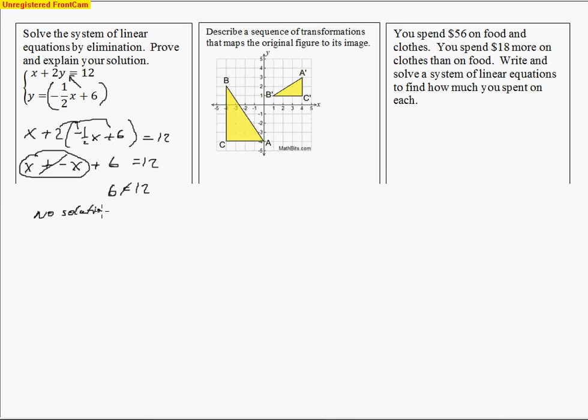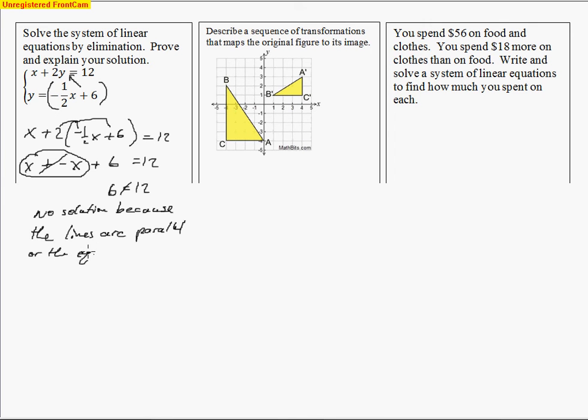And the reason we have no solution is because the lines are parallel. Or we could have said the equations have the same slope. So either way it means the same thing, but basically the reason is that the lines are never going to touch, and that's what we're looking for, what they share in common. They have nothing in common because they will never cross, at least in a two-dimensional plane.